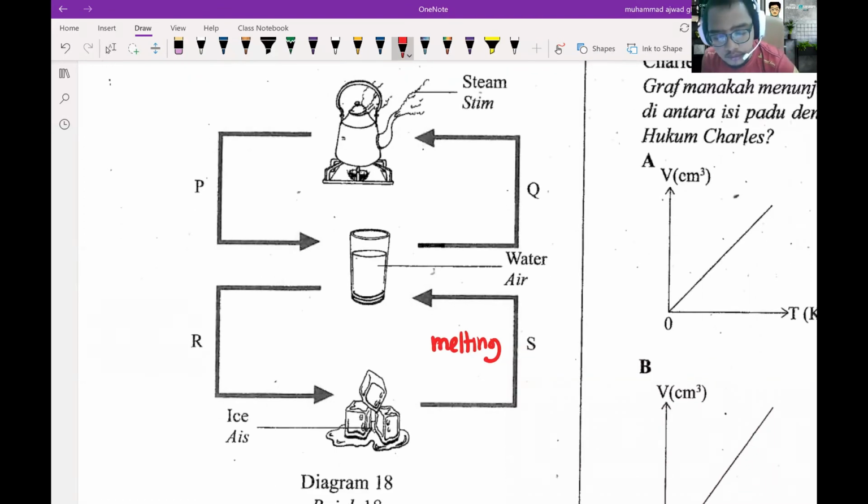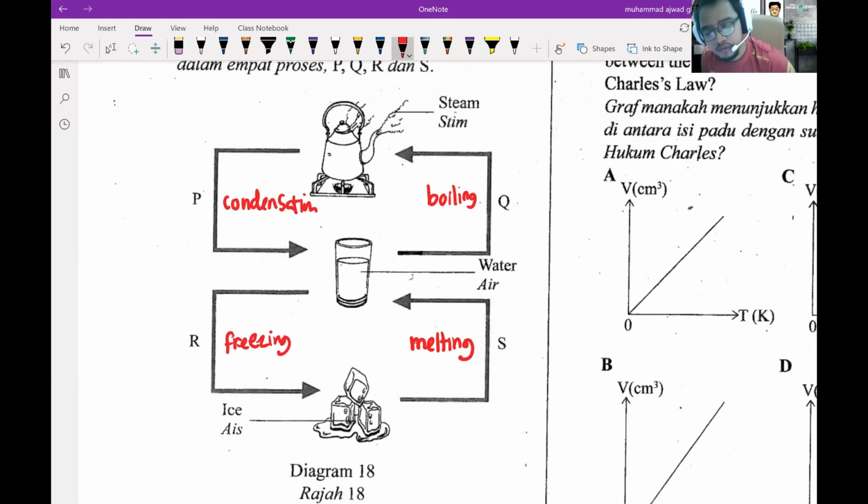Right. So kita ambil bawah dulu. Yang ini freezing. Okay. Water to steam kita panggil? Boiling. Kalau panaskan macam ni boiling. Kalau kita biar je, itu evaporate. Letak air atas meja, dia evaporate. Okay, tapi yang ni boiling. Okay, lepas tu kat sini condensation. Okay, tu proses.